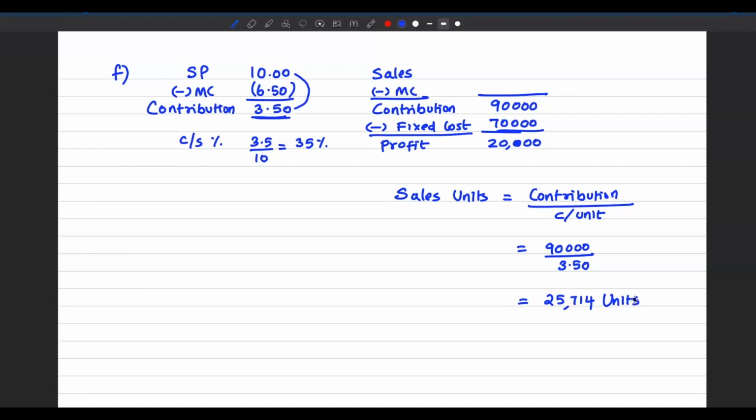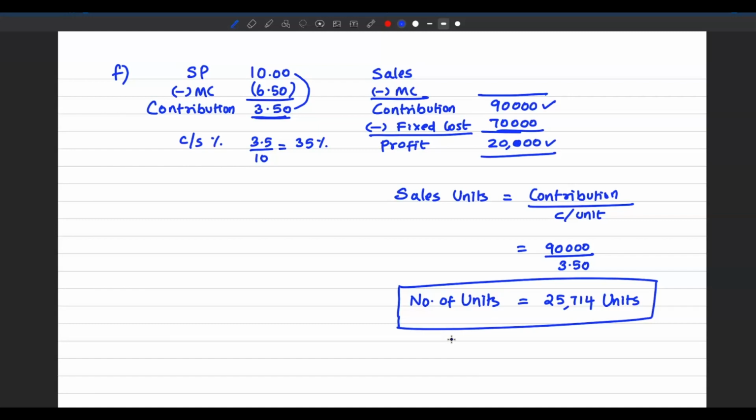Okay, so these 25,714 units will generate a particular sale, and that will give a contribution of 90,000, and as a result profit will be 20,000. So answering the question F, what will be the number of units required to maintain a profit of rupees 20,000? It is 25,714 units.